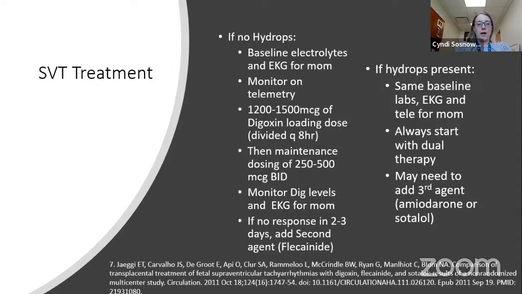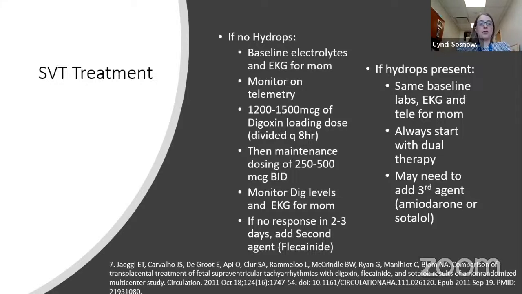Then, once you have all of that, if there's no hydrops, you're going to start with single therapy. Usually you want to load with digoxin. The total loading dose over 24 hours is 1200 to 1500 micrograms, so you just divide that Q8. How you divide it doesn't totally matter, but you want to get the full dose. Usually I would do 500, 500, 500. Then you go to maintenance dosing of anywhere from 250 to 500 micrograms twice a day.